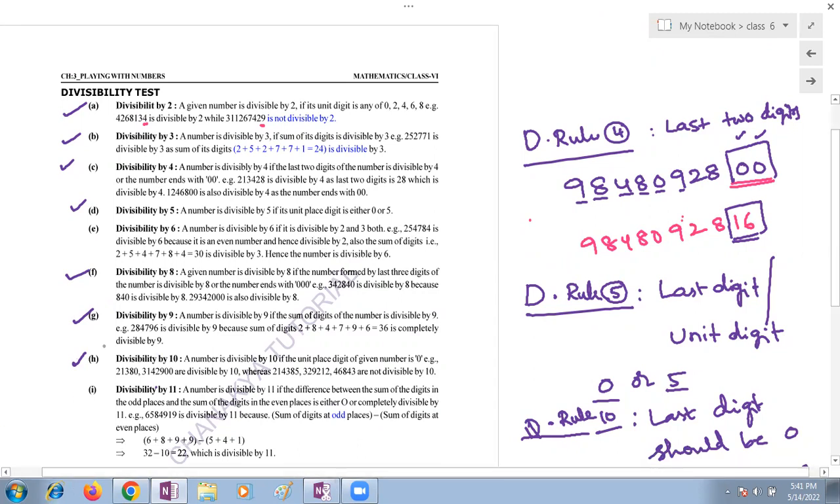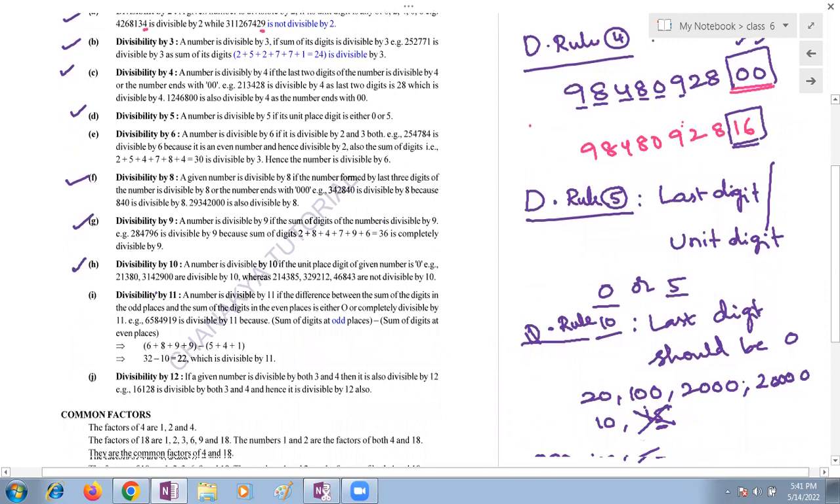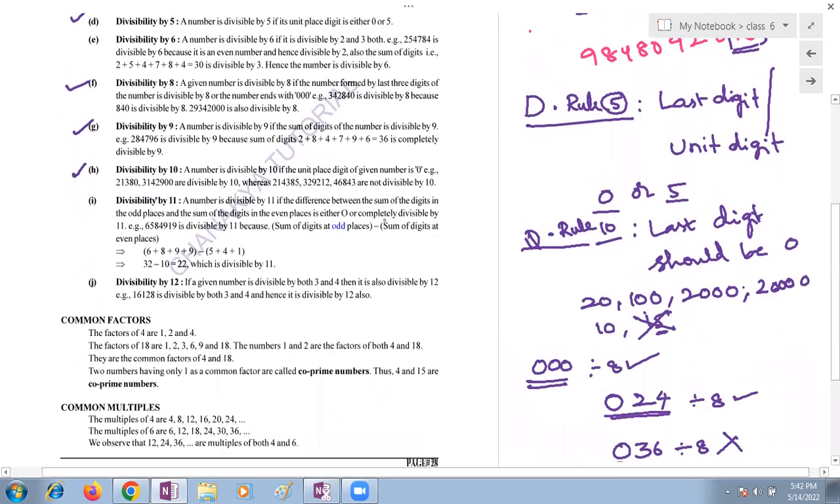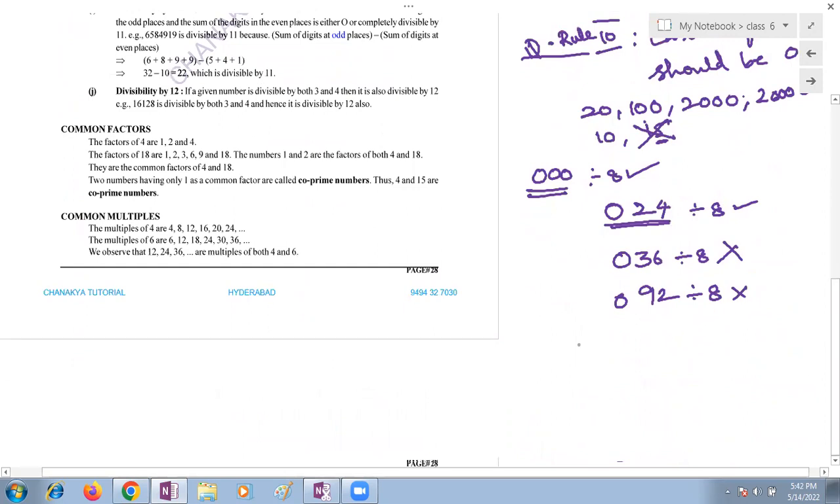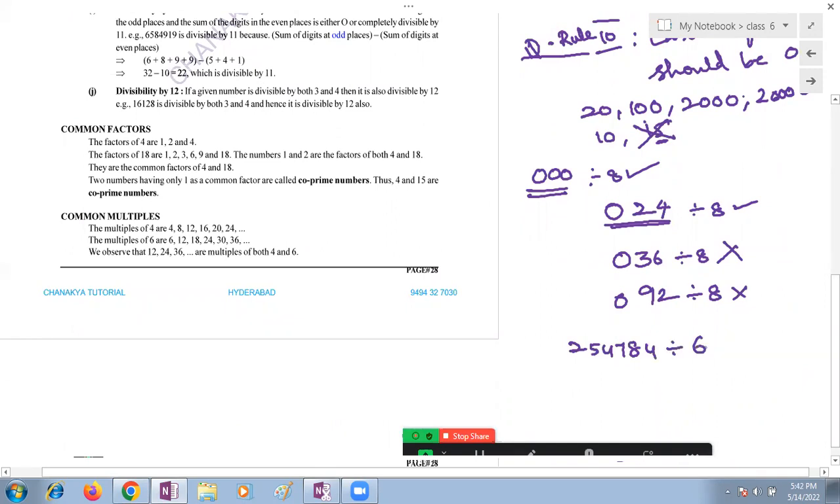That's why I'm telling you, the 4 rule is only for the last 2 digits and the 8 rule needs the last 3 digits to be checked. Now coming to the rule of 6. Rule 6 can be written as: a number is divisible by 6 if it is divisible by both 2 and 3. We can take an example, 18. The example given here is 254784. Whether it is divisible by 6 or not.